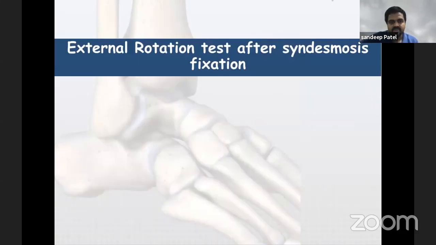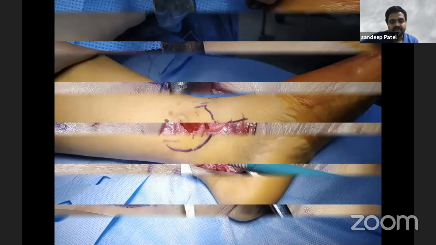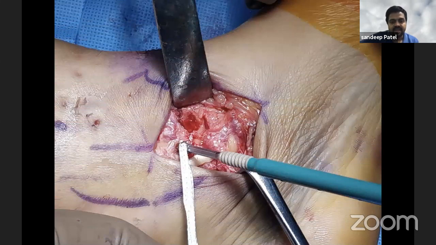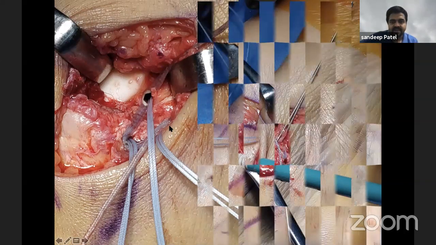I don't have an image of this, but we repeated an external rotation test after the syndesmotic fixation. Talar tilt was still persisting. That means we needed deltoid fixation. Even after syndesmosis stabilization, there was talar tilt and medial opening. So we went ahead with a deltoid fixation. In this case, we did a repair and internal bracing of the deltoid. This is into the medial malleolus, and this is into the talus. And the third internal bracing is into the sustentaculum tali.